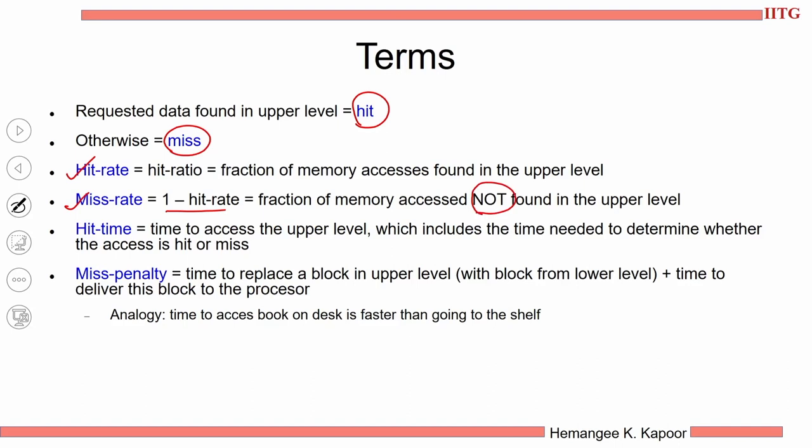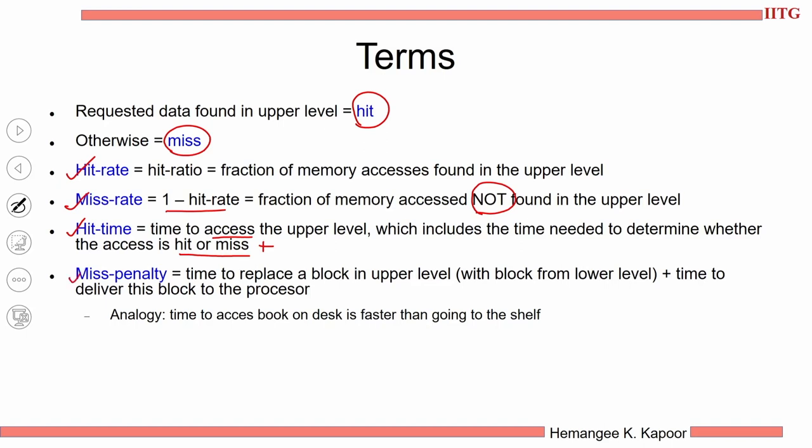Next is hit time. So hit time is the time to access the upper level. So you want to access the upper level, first go read it and then identify whether it is a hit or a miss. So there are two things to be done here. First, access and identify hit or a miss. So this whole thing is called a hit time.